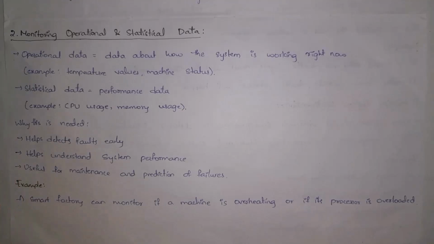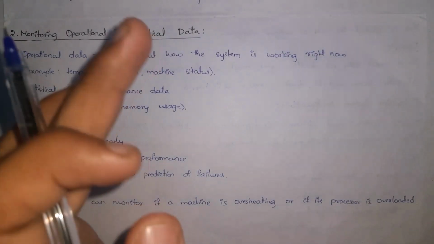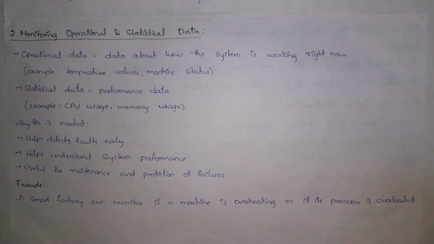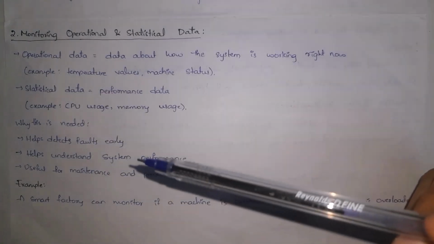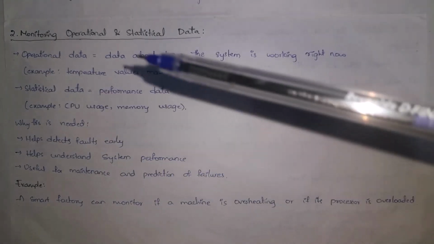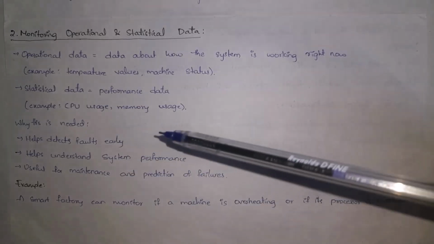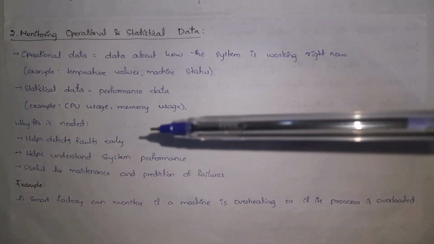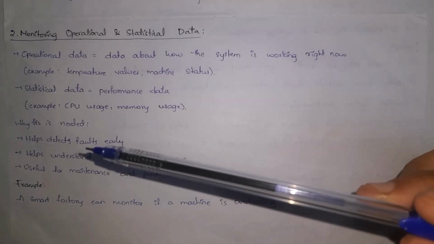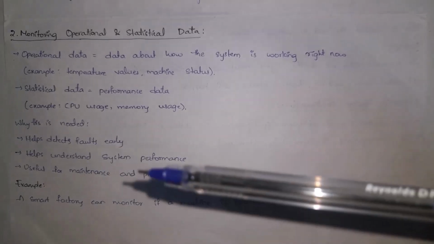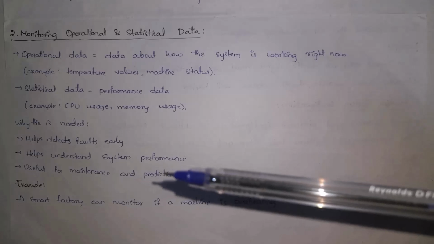Yes, operational data means data about system condition. So operational data means data about how the system is working right now, like water system temperature values, machine status, etc. Whereas statistical data means performance data, that is, data about how the system is performing, like CPU usage, memory usage, etc. So manually monitoring operational data and statistical data is very tough.